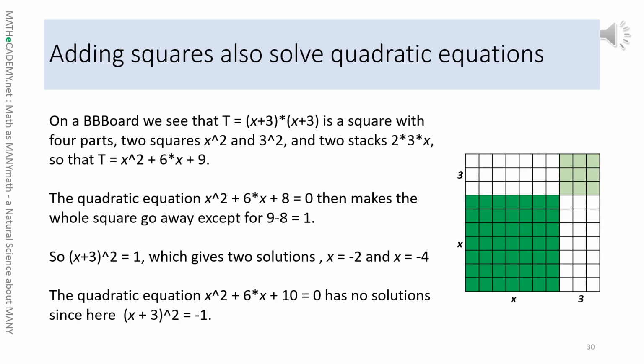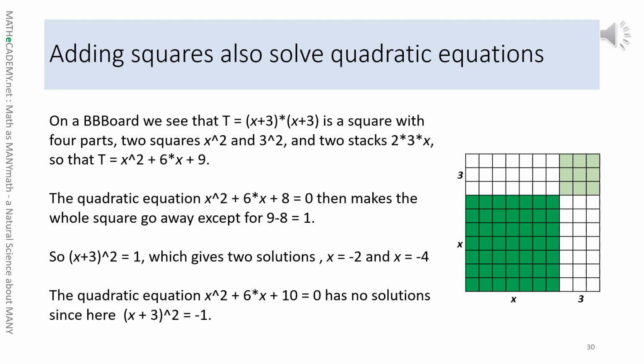Adding squares also solve quadratic equations. On a BB board we see that t equals x plus 3 times x plus 3 is a square with 4 parts, 2 squares, x squared and 3 squared, and 2 stacks, 2 times 3 times x, so that t is x squared plus 6 times x plus 9.